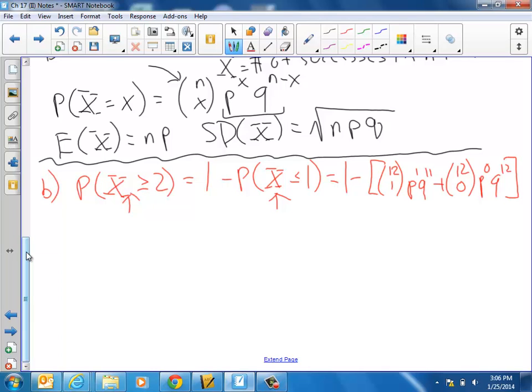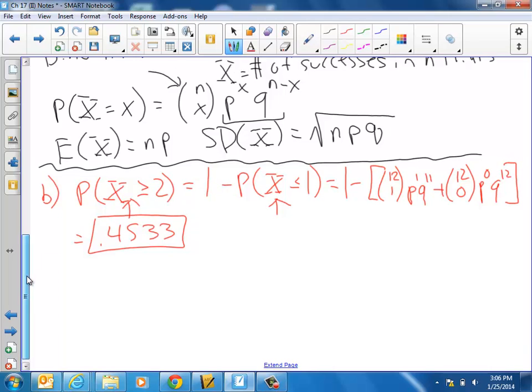So that comes out to be, again, I don't want to belabor the mechanics here. I want you guys to see the stats behind this. So I'm not going to show you that's 12 factorial over 1 factorial times 11 factorial, blah, blah, blah. That comes out to be 0.4533. And if you are worried about the mechanics, just trust that on the next day that I see you guys, I'll show you a calculator shortcut to make this easy. Let's go with that.